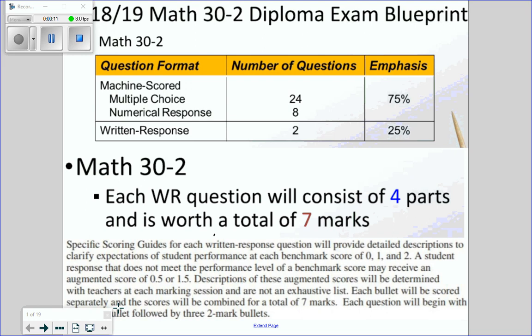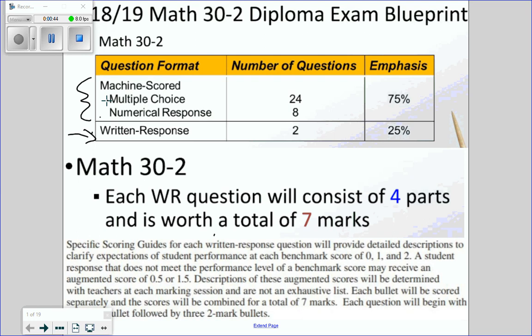So I did print out these slides. I'm just going to do it as a talking piece. But this is essentially the layout of your diploma. So 24 multiple choice, 8 numeric response, and then 2 written response at the very end of the exam. Now, these are unit specific, so they go through in a specific order, whereas the written response questions, these 2 questions will pull from multiple units. So part A might be a polynomial, part B might be a sinusoidal, part C might be a rational.